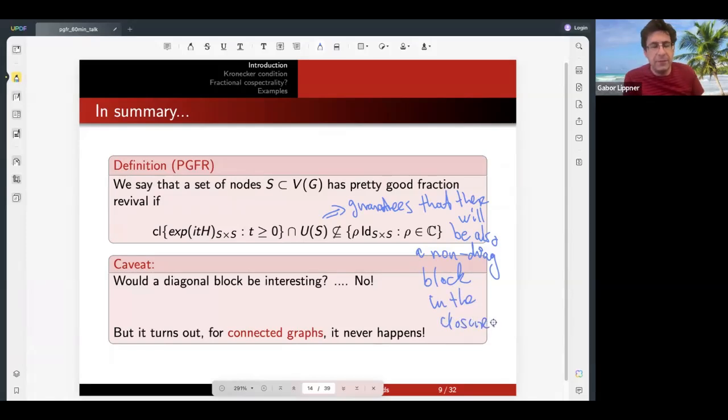I won't have time to explain this. It's really kind of subtle, but it's very reassuring that it's enough to exclude multiples of the identity, and then that automatically excludes having only diagonal unitary blocks in the closure. You will always find a non-trivial block, which is a unitary block matrix that's not just a diagonal matrix. So it turns out that you don't need to worry further about having only trivial examples.